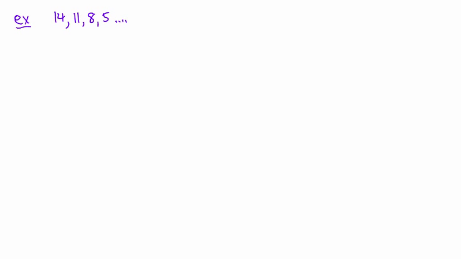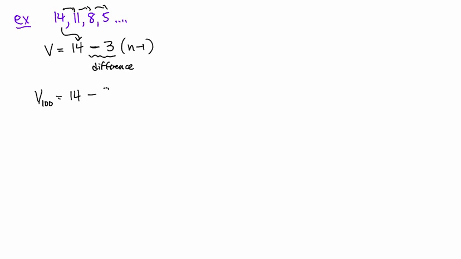So it was 14, 11, 8, 5, and I need to know what the first number is, and then I need the difference. In this case, each time you go, you're going down 3, so there's your difference, and then that multiplies by n minus 1. I want to know the value of the 100th number, so I start with 14, I go down 3 times 100 minus 1, so 14 minus 3 times 99.